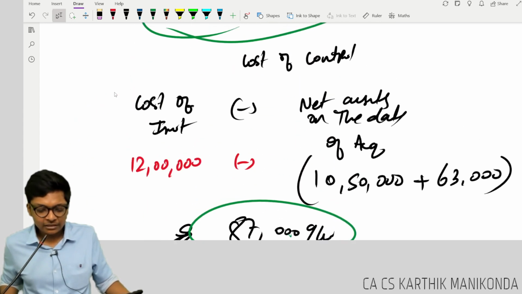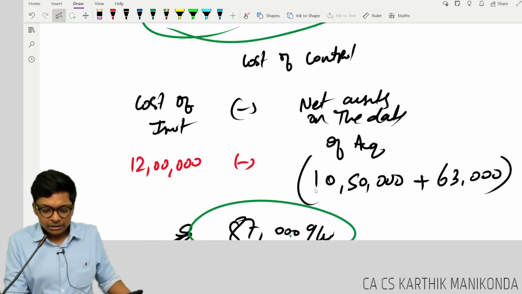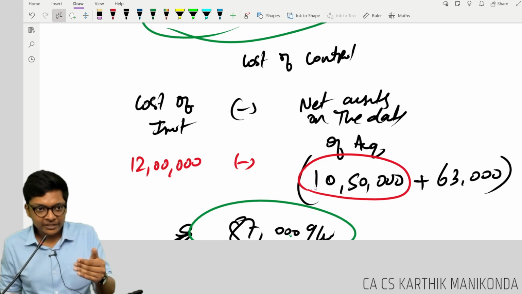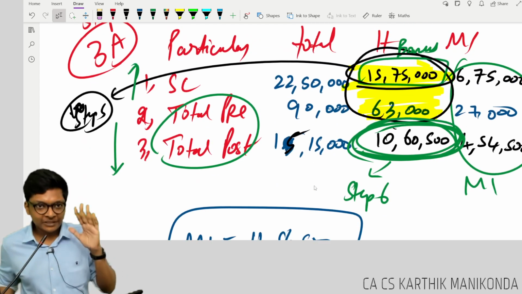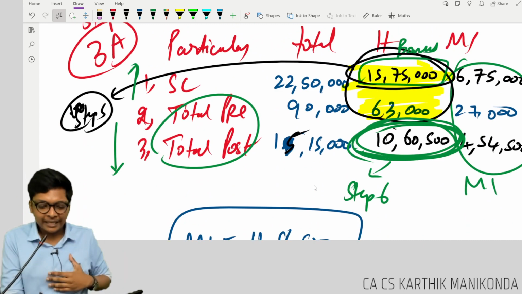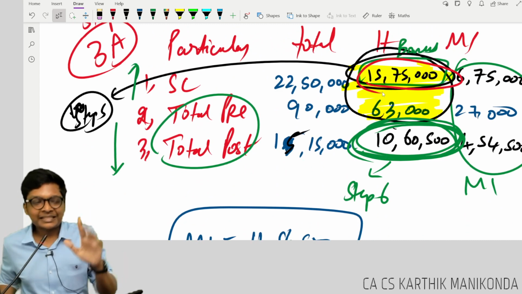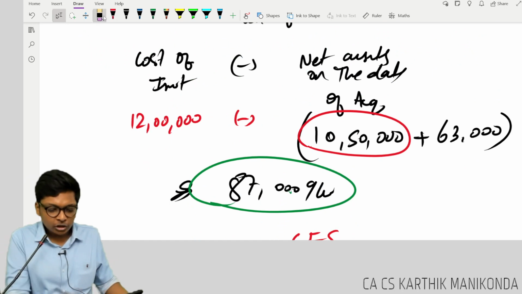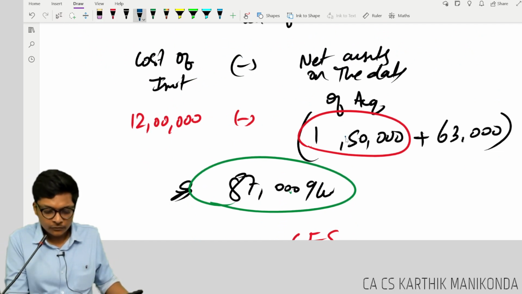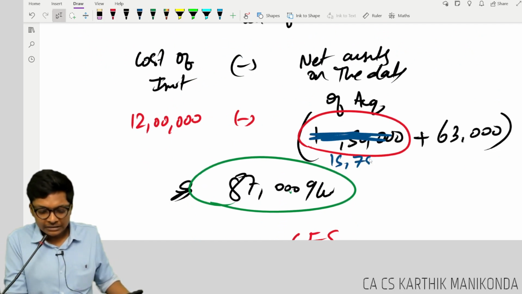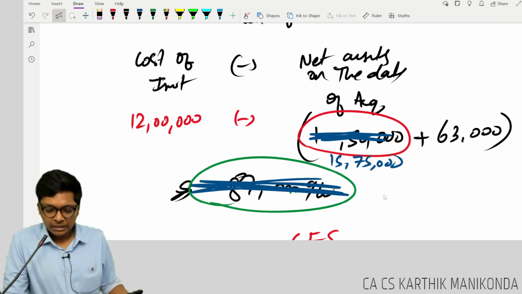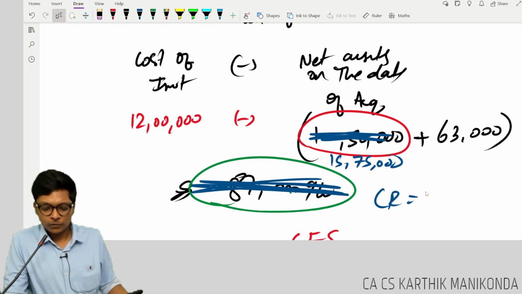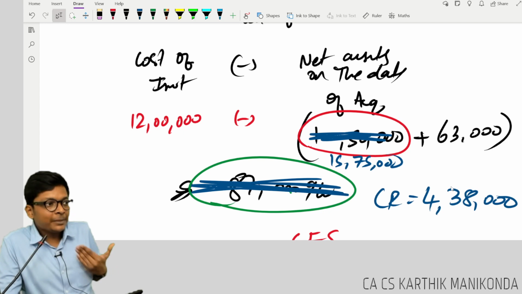So for that reason the standard tells, instead of taking 10 lakh 50, take whatever is there in step 3A only. So step 3A is a magic step, it will always work. Take only 15 lakh 75,000. So if I take 15 lakh 75,000 instead of 10 lakh 50, you will not get a goodwill. What you will get? Capital reserve of how much? 4 lakh 38,000. Sir, what is the meaning of this?